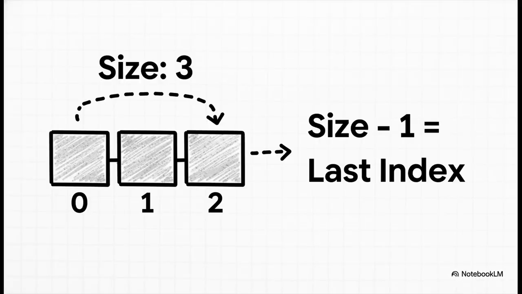So what does that mean in practice? It means the last item in any array is always at the position size minus 1. So if your array holds 10 items, the last one is at index 9. If it holds 100 items, the last one's at index 99. Just burn that into your brain. It will save you so many headaches down the road.